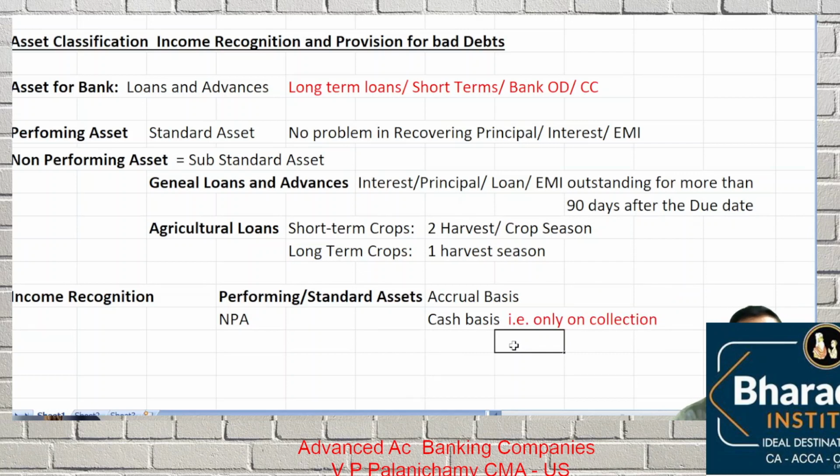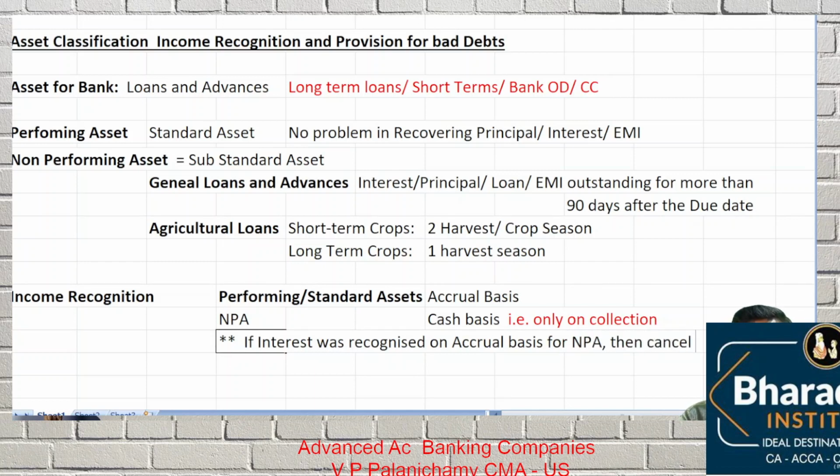So for performing assets, no problem in recovery of interest or principal is expected, so recognize income on due basis. For a non-performing asset, since some doubts are there, recognize only on collection. Suppose interest was recognized on accrual basis for an NPA, then cancel it. If the accountant has wrongly included the income on due basis, cancel that. NPA income should be recognized only on cash basis. If you have recognized it wrongly on accrual basis, you need to cancel it.